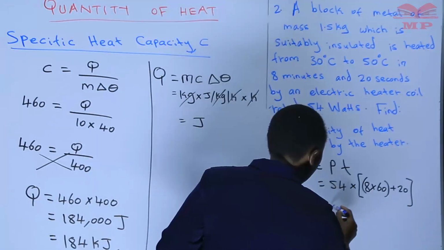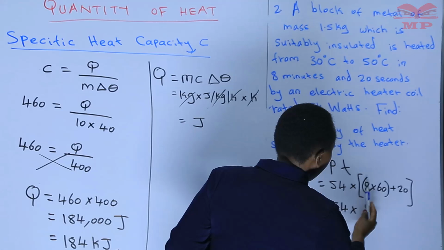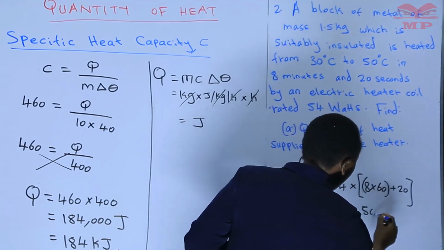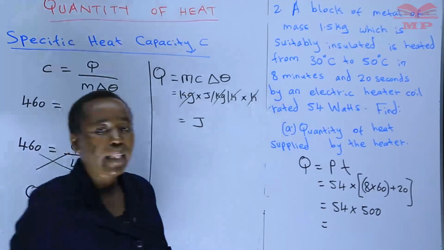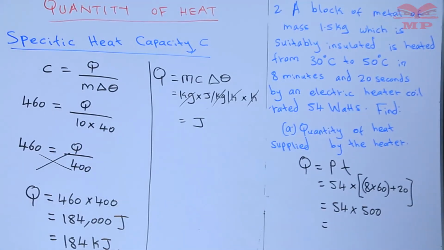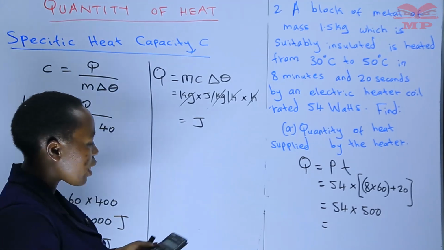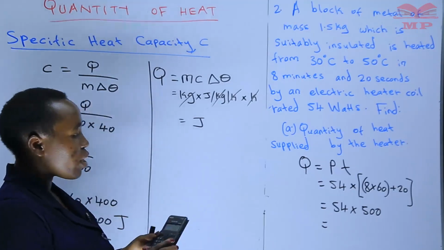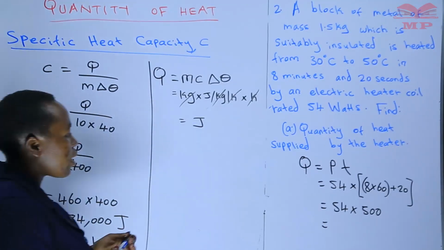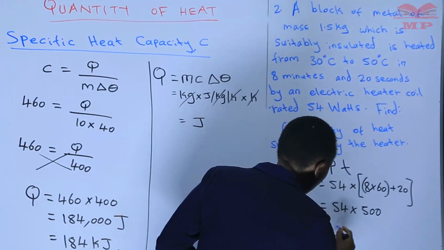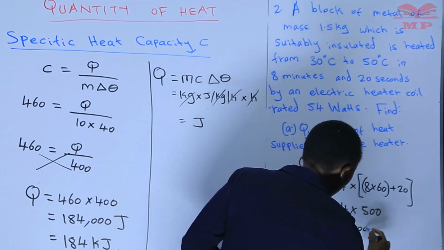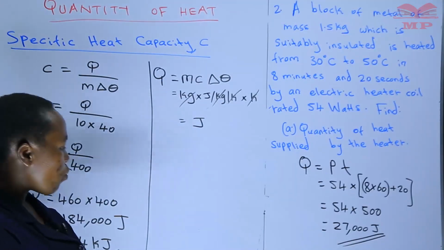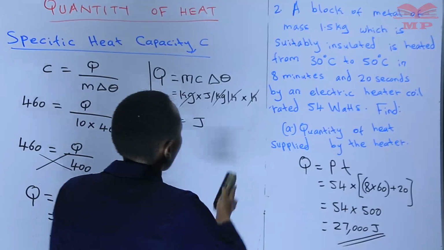So we'll end up getting this as 54 multiplied by, this is 8 times 60, which is 480, plus 20, which is 500. So we end up getting our heat energy, or the quantity of heat supplied by the heater, as 54 multiplied by 500, which is 27,000. And this is heat, so it is in joules. So we have 27,000 joules. Is it clear? So we can move on to part B of the question.